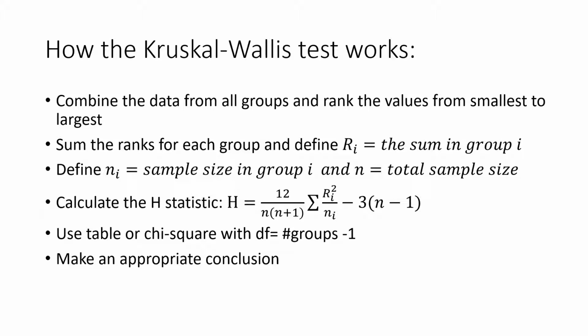and we can use the chi-square distribution with the degrees of freedom equal to the number of groups minus 1 if the sample sizes are at least 5 in each cell, or we can use a table, and there are many different versions of this table depending on which book you look at, to find the p-value if we've got smaller sample sizes than that. And once we have the p-value, we will make an appropriate conclusion.